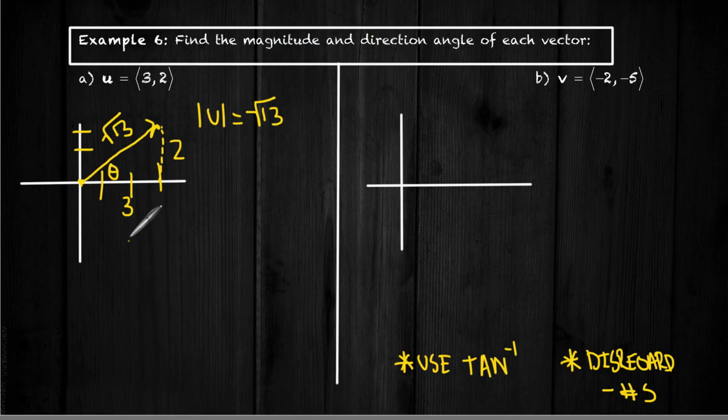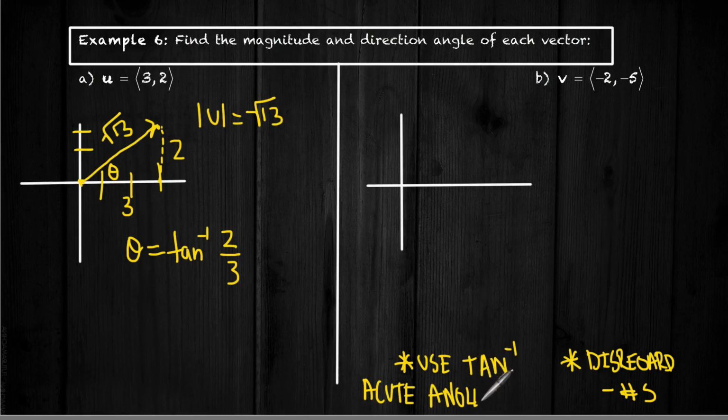So we're going to say theta is equal to the inverse tangent of opposite over adjacent. Let me explain why we want to use the inverse tangent. Because inverse tangent is going to guarantee that we get an acute angle, because inverse tangent only gives angles back in quadrants 1 and 4. Same with inverse sine. So we want an acute angle. You'll see why in just a moment. So inverse tangent of 2 over 3, theta is going to be approximately 33.69 degrees. So there's your direction angle, there's your magnitude.